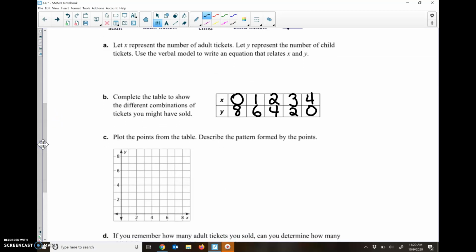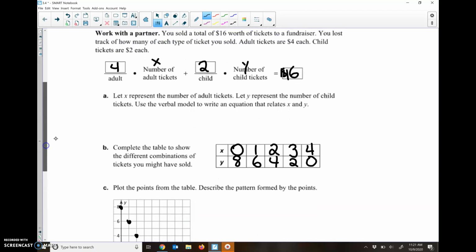Now if I graph this, I have X as 0 and Y as 8. Here I have X as 1 and Y as 6. Here I have X as 2 and Y as 4. X is 3 and Y is 2. And X is 4 and Y is 0. So those are my possible combinations for how I could have sold the number of tickets.